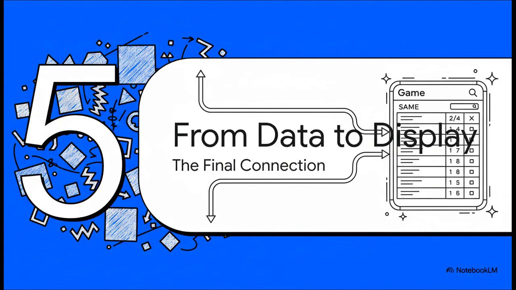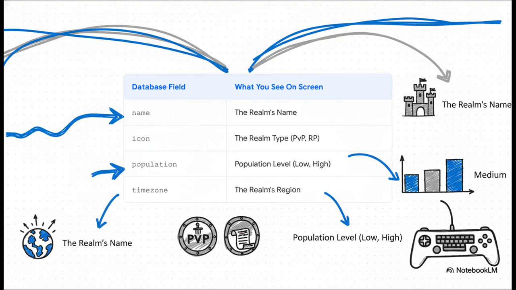So let's put it all together now. We've seen all the raw data sitting in the table. Let's make that final, satisfying connection to the polished, clean interface we see in the game. And there it is. The name field in the database becomes the realm's name on your screen.